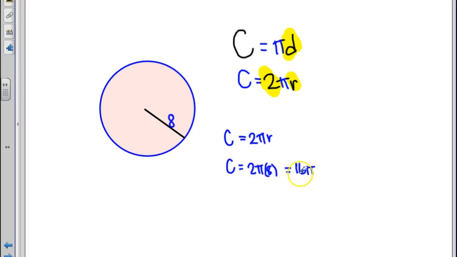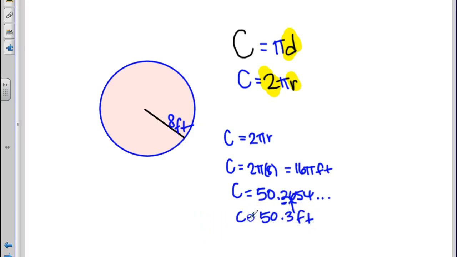So if they want an exact value, and this was in feet, by the way, it is 16 pi feet, or in our case, they said round to the nearest tenth. So that means we can take 16 times pi on our calculator and then round that to the nearest tenth. 50.2654 is what my calculator came up with. Rounding to the nearest tenth means we look at this number and we're going to switch this one, right? So 50.3, go ahead and round up, feet is the circumference. So if the radius is 8, the distance around is about 50.3.